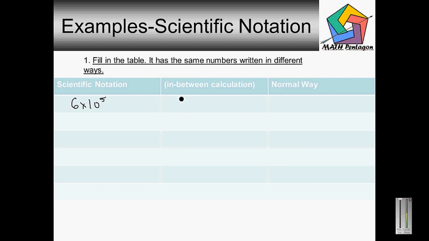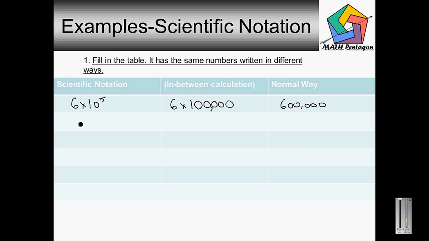So the in-between calculation would be 6 times 10 to the 5th power, so that's like saying we have 5 zeros with the 1. So 1 plus the 5 zeros, 1, 2, 3, 4, 5. So we have 5 zeros. So it would be 6 times 100,000. And the normal way, so we basically multiply 6 times 100,000, and it gives us 600,000 as our final answer.